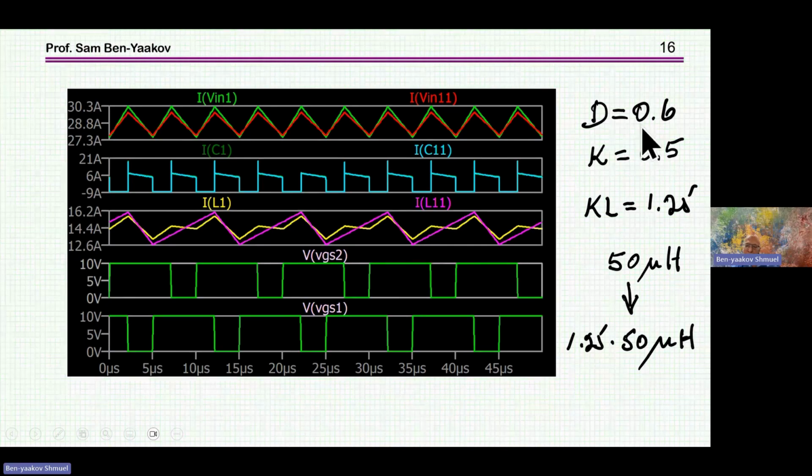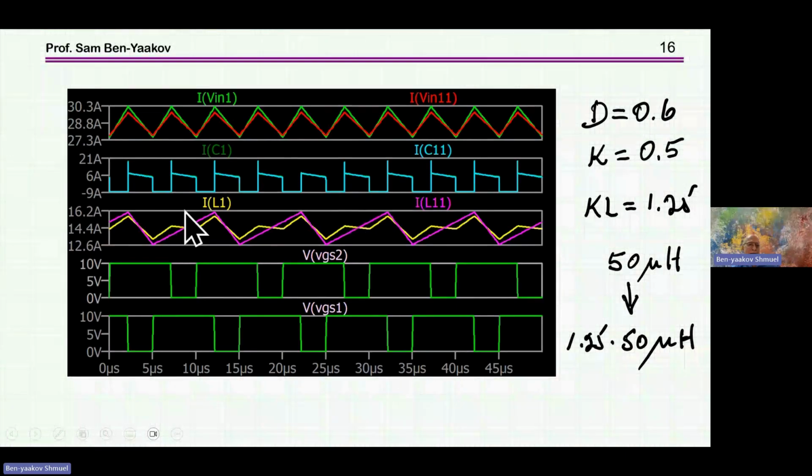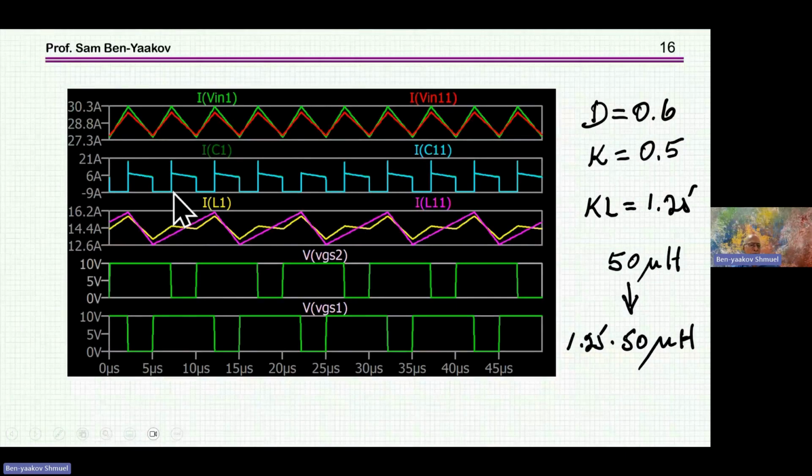For 0.6 duty cycle, same story, nothing is changing. In this case, by the way, the ripple at the input is the same for the two cases, and the output also the same thing. Again, due to the interleaving, there is an advantage over one single inductor, of course. So overall, there is an improvement here, and this is just one point here.